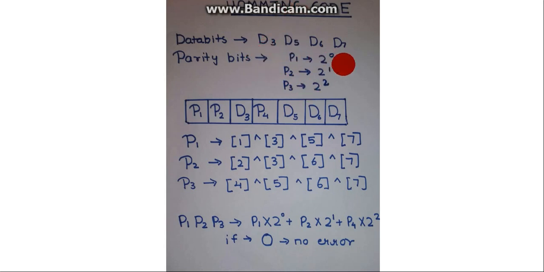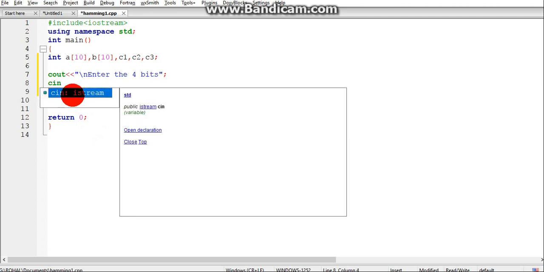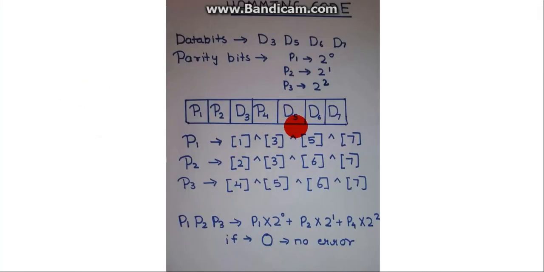The parity bits will take the positions with respect to powers of 2, that is the first position, second position and fourth position. The remaining positions are taken by data bits. The data bits will take the third, fifth, sixth and seventh positions. So we will input the bits into these particular positions, that is 3rd, 5th, 6th and 7th.